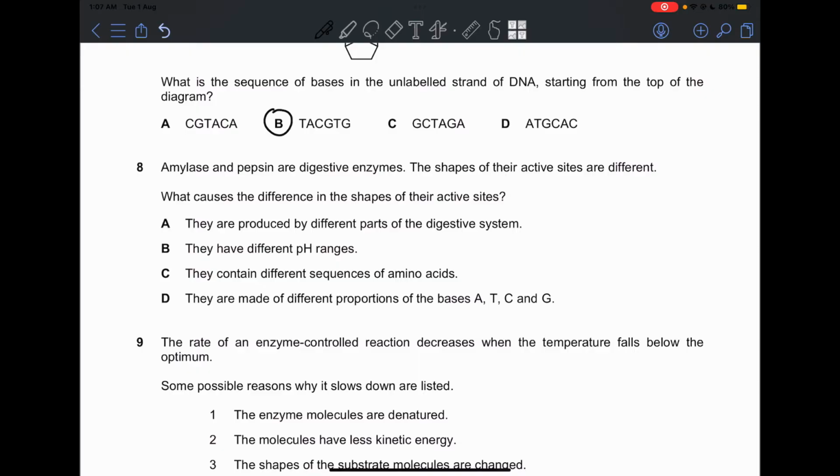Number 8, amylase and pepsin are digestive enzymes. The shapes of their active sites are different. What causes the difference in the shapes of their active sites? Now, as we all know, when the active site is different, this means that the protein that formed this enzyme is actually different as well because it binds with different substrates. So our answer is going to be they have different sequences of amino acids which lead to different proteins that will form different enzymes.